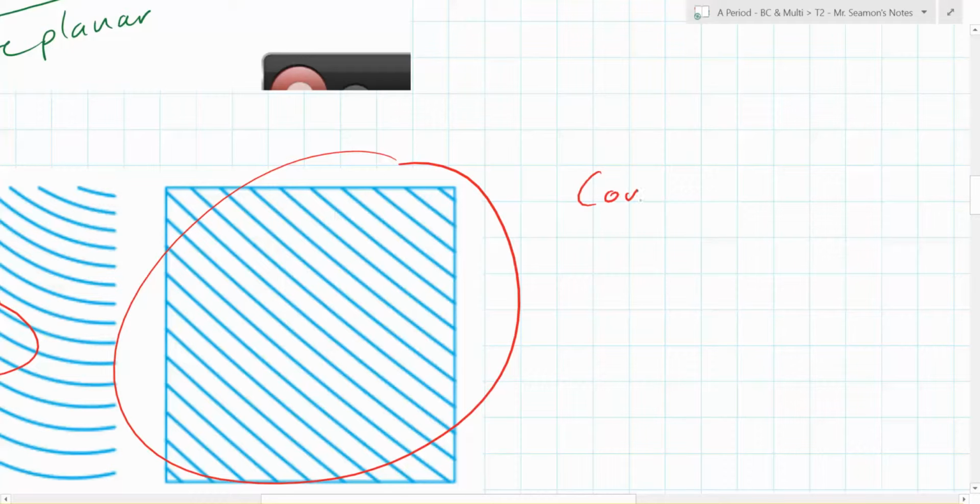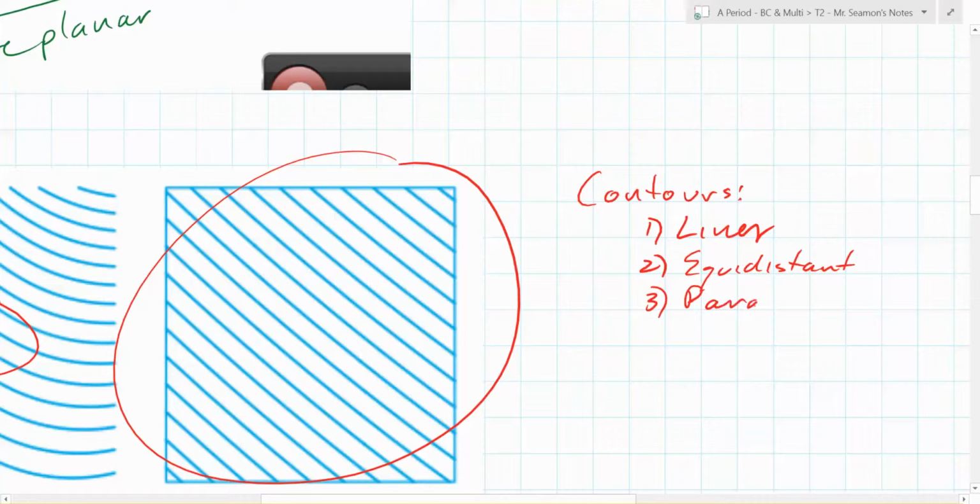So the contours, there are three things that are really important to recognize about them. What's one thing if you want to know it's a plane? First, they are lines. Then what? They're equidistant, right? So not equidistant. They are, yeah, equidistant. And what was that last one? I think you said it, Cade? Parallel. They're parallel.